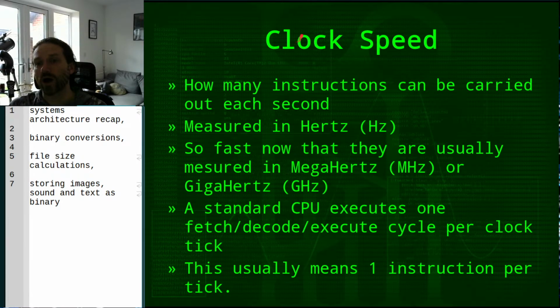One thing to be aware of. When you're asked a question about comparing CPUs, please make sure that you say clock speed and you don't say hertz, right? Compare the hertz. No, you'll get 0 marks. Compare the clock speed. Yes. Okay.